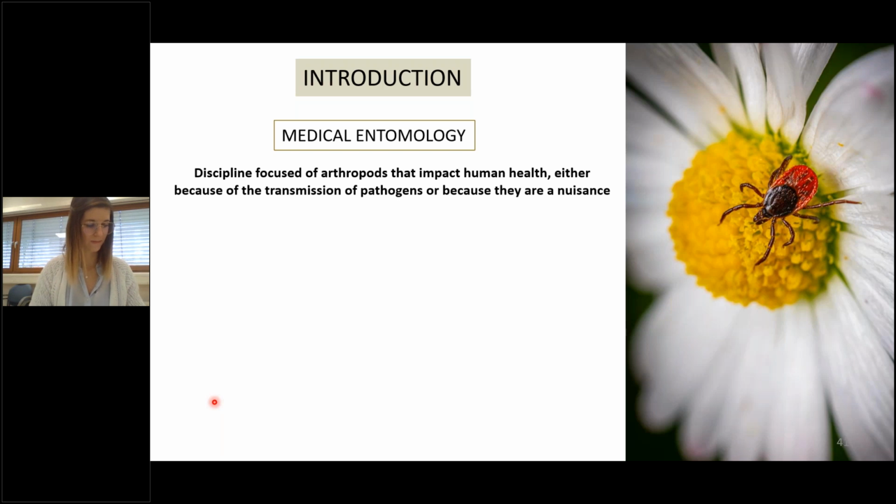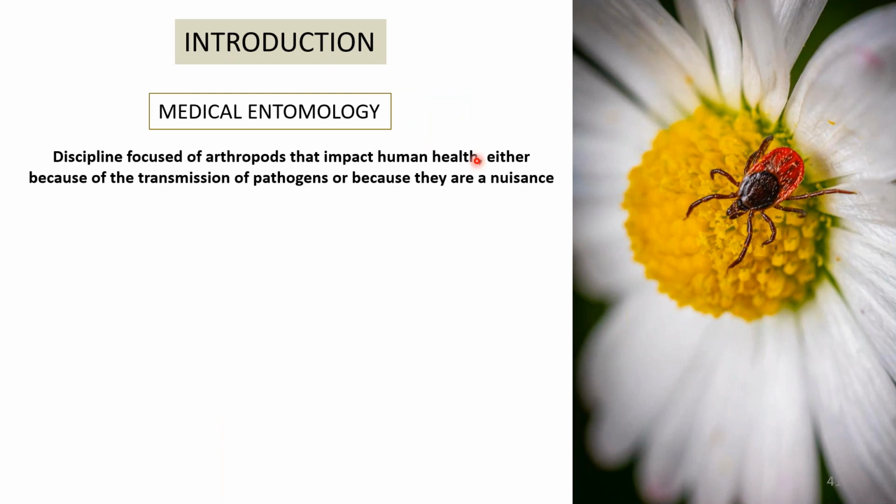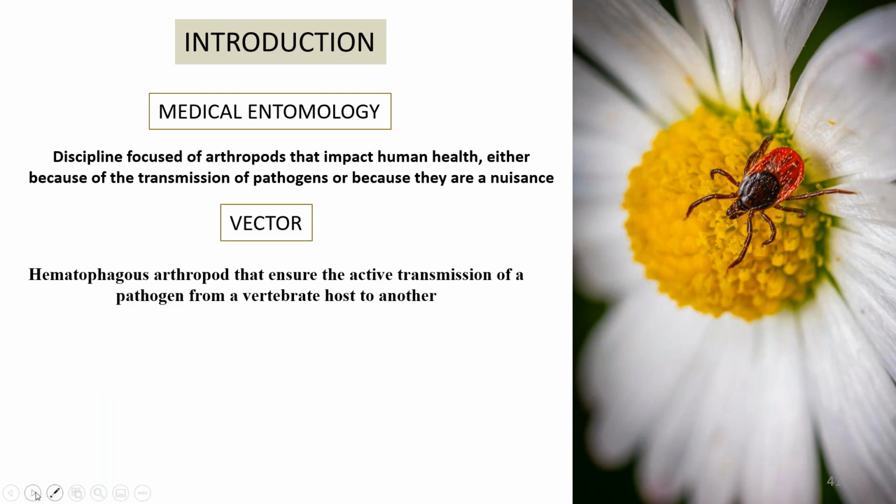To start, it's a discipline that is focused on the study of arthropod and insects that are impacting human or animal health, either by their simple presence, because they represent a nuisance, or because they are transmitting pathogens. And those that transmit pathogens are called vectors, and they are usually hematophagous. Sorry, a bit of lag between the slides. Yeah, so those vectors are usually hematophagous arthropods that will ensure the active transmission of a pathogen. Well, active because it's not just a syringe effect of pumping some infected blood and transmitting it to another receptive host. There are some specific interactions that are happening between the vector and its pathogen.